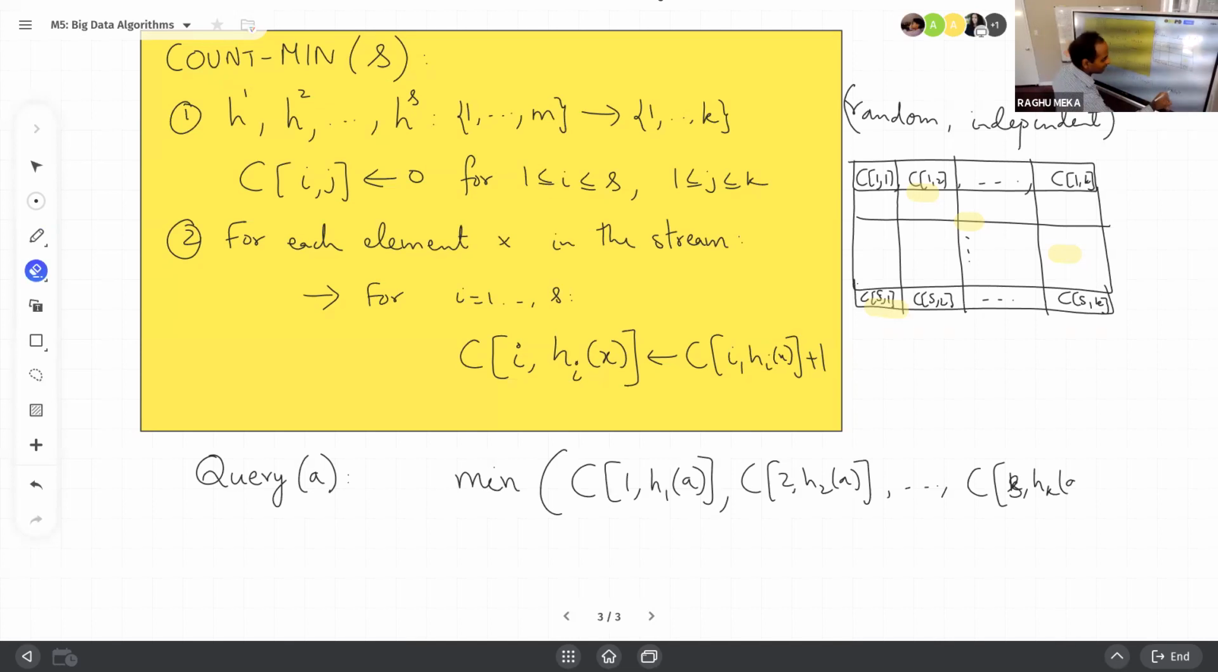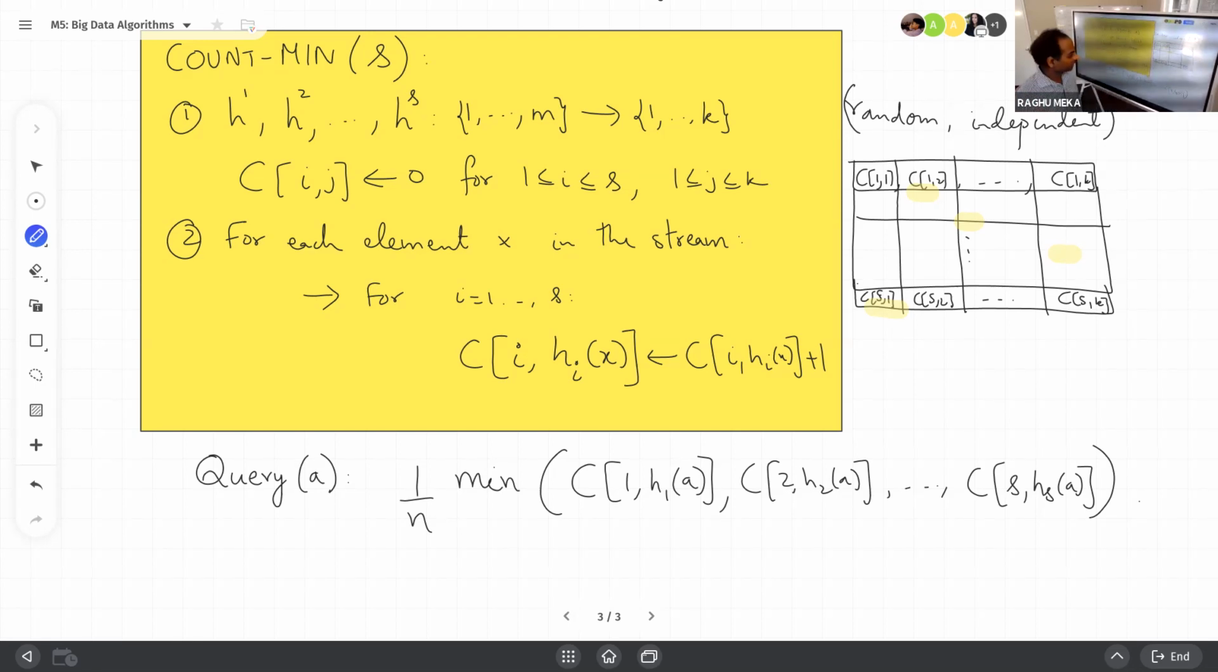Sorry, this should be an S. And there's a 1 over n just because we're looking at the fraction and not the actual count. Okay? Does this make sense? And it's a simple trick, I mean, it's kind of a natural thing. We know you're overestimating every time, so just take the minimum. Any questions?